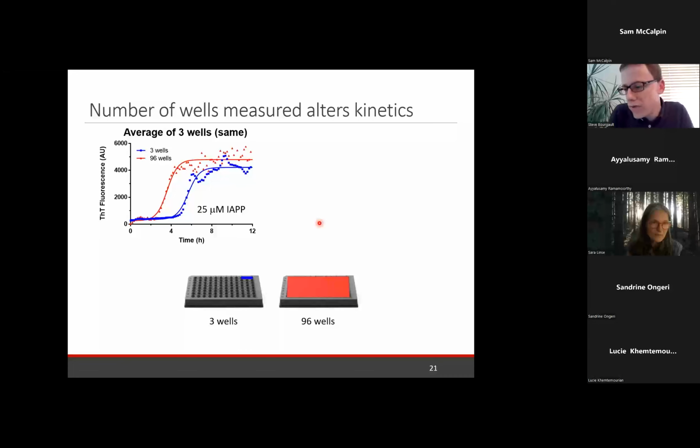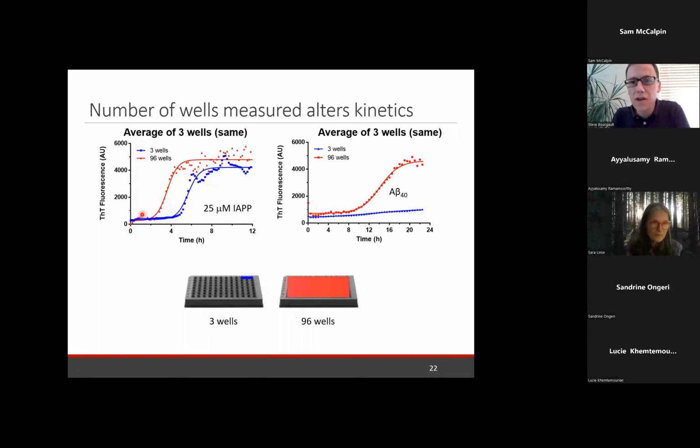So Matthew did a really clever experiment. In one plate, he was reading only 3 wells. In the other plate, he was reading the entire plate. But of course, the data that I'm showing you here is the data for the same 3 wells. As you can see, if you read only 3 wells in one plate, you have a kinetic that is quite slower compared to a plate where you're reading the entire plate.